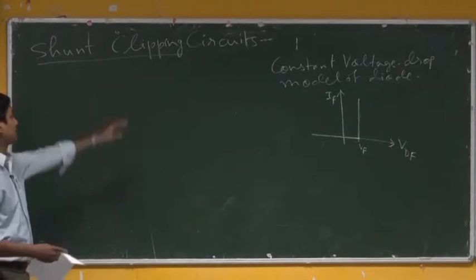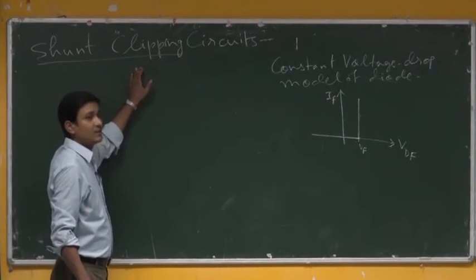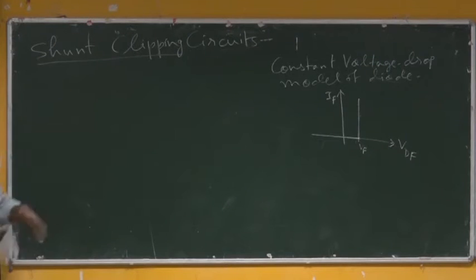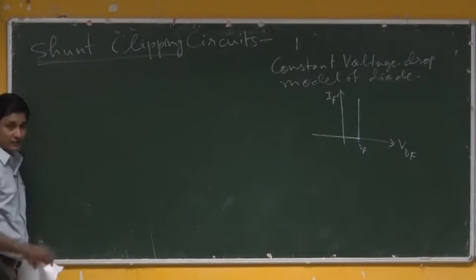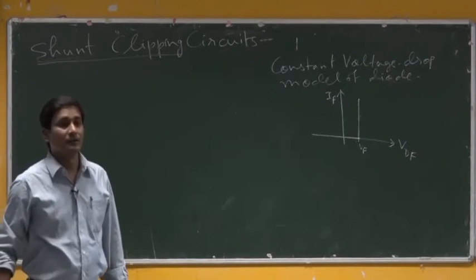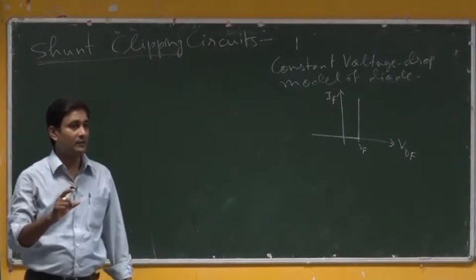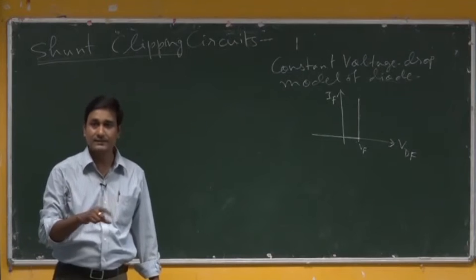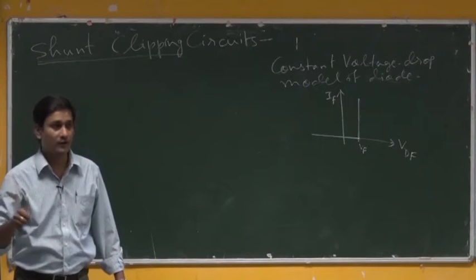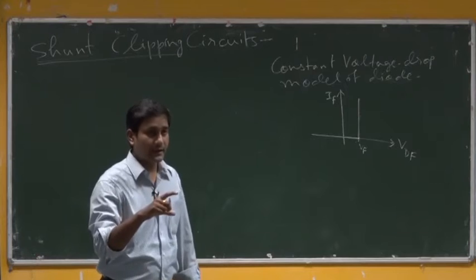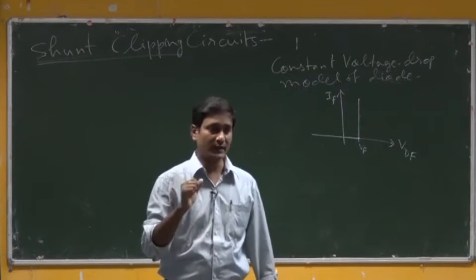So, earlier we considered clipping circuits, but with series connection. There we have considered this shunt configuration. What do you mean by shunt? Basically, shunt means it is shunted with the load. That means the diode is shunted with the load, or the diode is connected parallel to the load resistor.